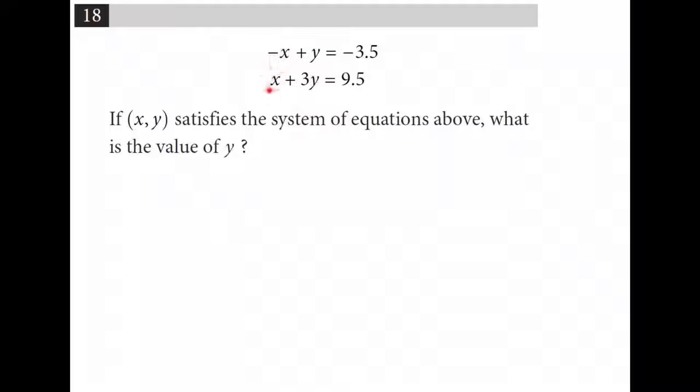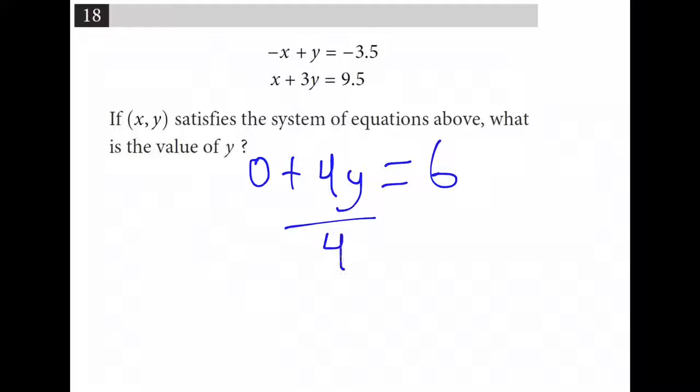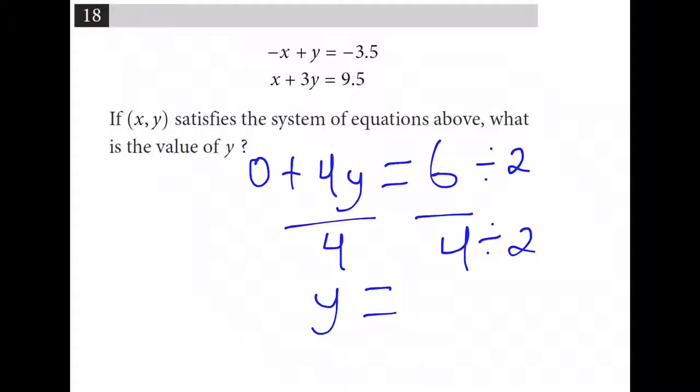If I was to add these straight down, my x terms would go away. Let's see what else happens. Negative x plus x is 0. Y plus 3y is a 4y. Negative 3.5 plus 9.5 is equal to 6. When I divide both sides by 4, I get y is equal to, and if I divide these by a common factor, such as 2, I get the lowest form, which is 3 halves.